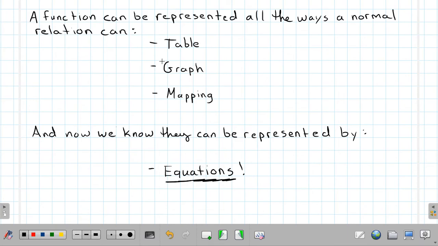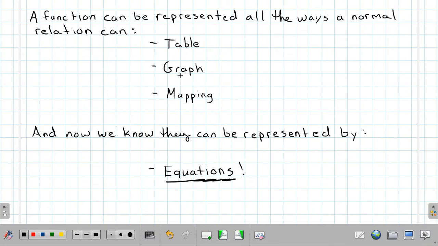But like I said, if you can graph it, you can always use the vertical line test. But also, if you can make a table, you can make a mapping, then you can also see if it's a function or not by looking at the table and mapping. So basically what this is saying is if you know what the table is, you can make the graph. If you know what the table is, you can make the mapping. If you know what the mapping is, you can make the graph. If you know what the mapping is, you can make the table.